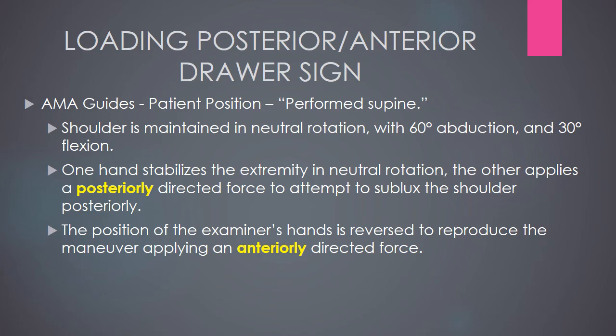To assess for anterior laxity, you simply reverse the direction of your hands and apply an anteriorly directed force. And it's important to apply these forces in straight vectors anteriorly and posteriorly. Otherwise, we get findings that correlate for different directions of instability.